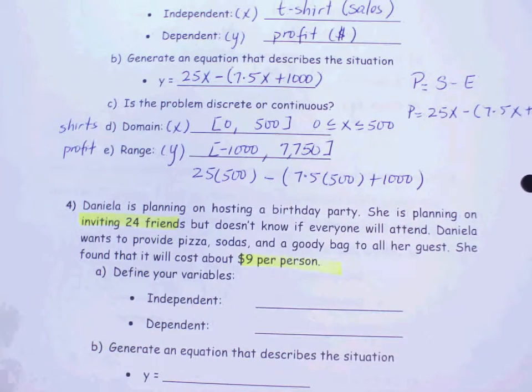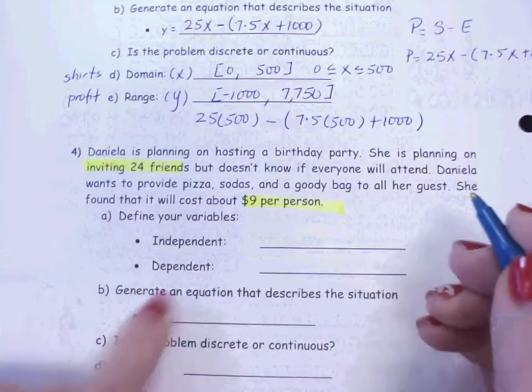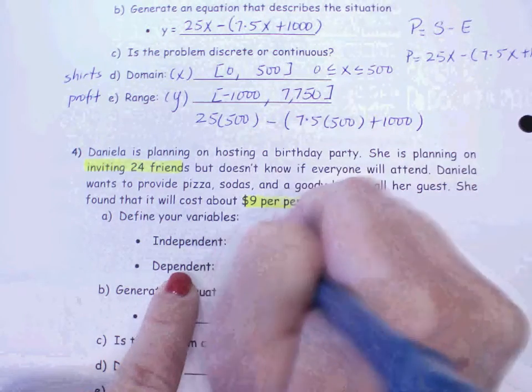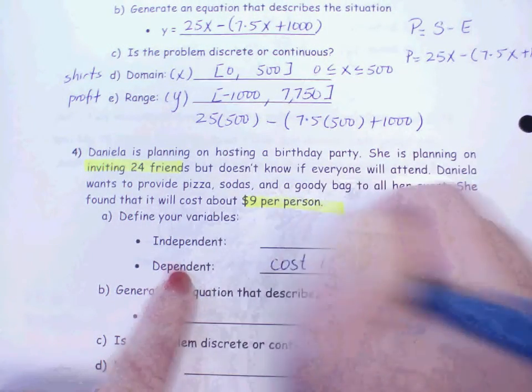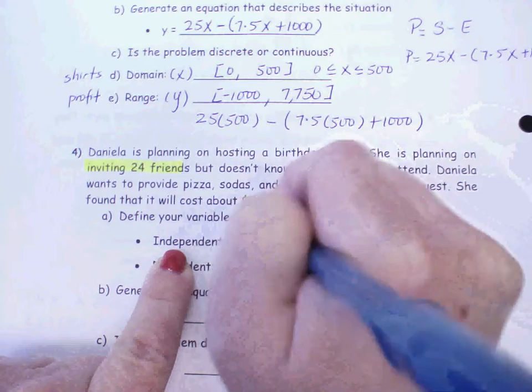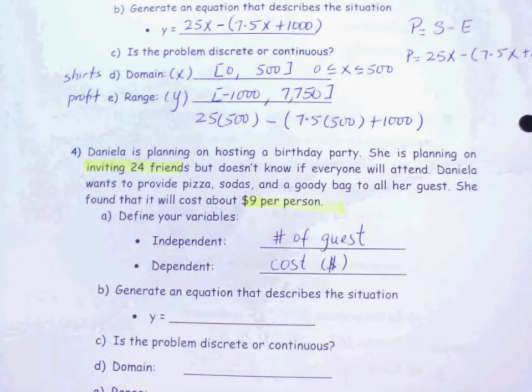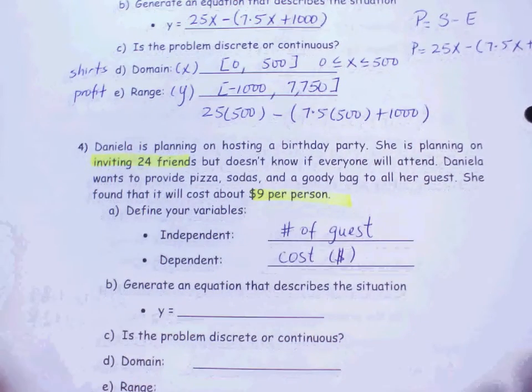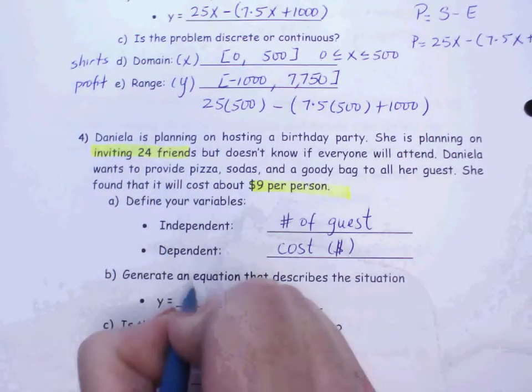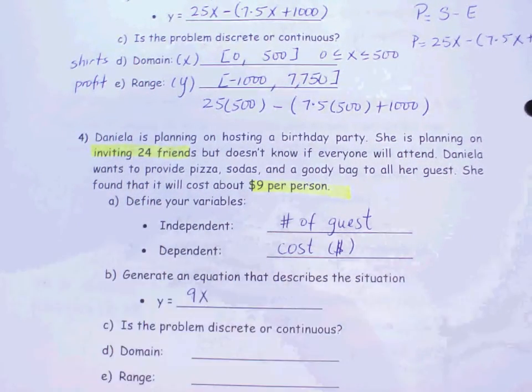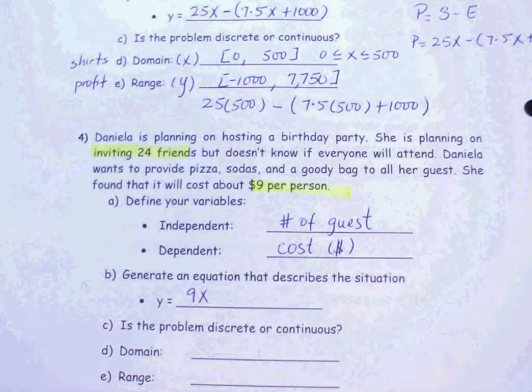Okay, dependent variable. Dependent: the cost. Very good. Independent: the number of guests or friends or people or person, whatever you wrote over there, right? All right, so what's my equation? Y equals what? 9x. Very good.